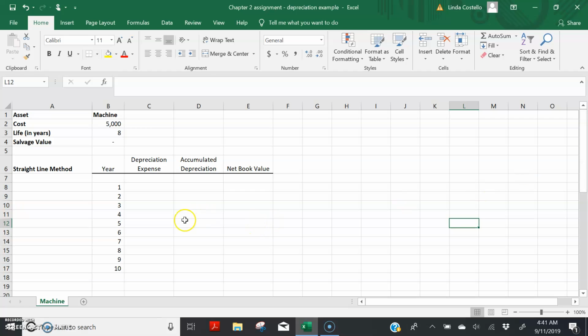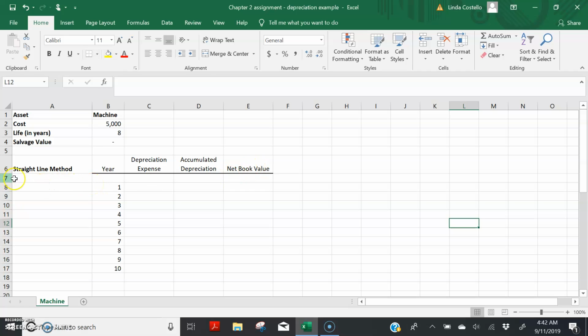In order to get that done, you're going to need an if statement. And the logic in the if statement is, if the year in which we're calculating the depreciation is less than the total number of years in its life, then calculate the depreciation expense and put it here. But if the year in which we're calculating depreciation is greater than the total number of years in its life, then you want to put a blank on this line. And that same logic is going to apply for accumulated depreciation and net book value.